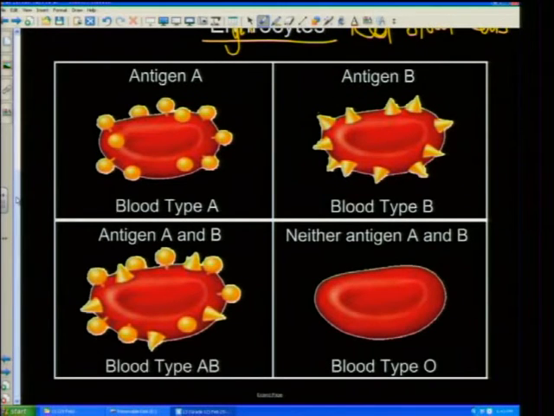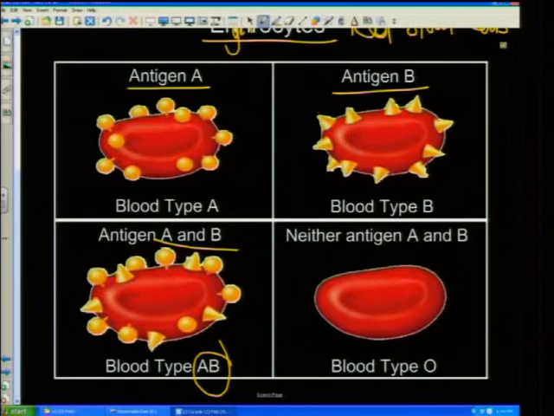We have a red blood cell which has antigen A. We have a red blood cell that has antigen B. We have red blood cells that have both antigen A and B, so we call it blood type AB. And then we have a red blood cell that has no antigens, and if it has no antigens, we say that it is O. All right, so O is the recessive one.